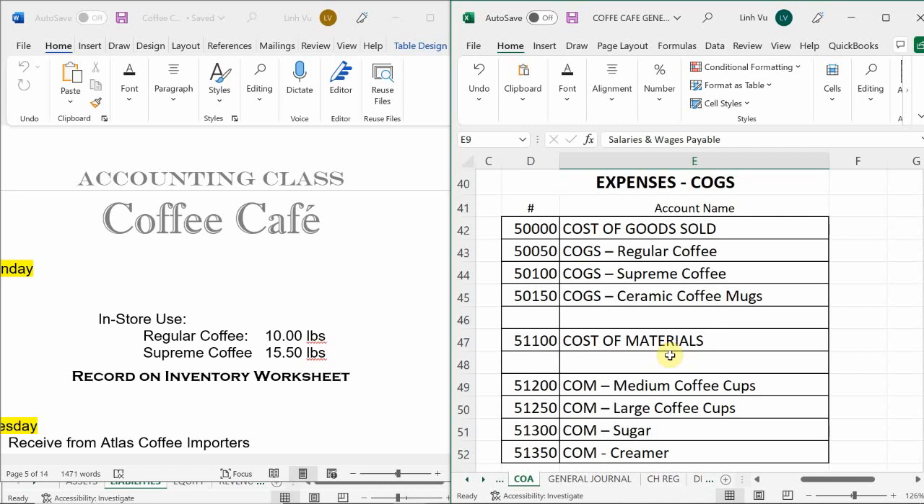I'm asking right now, what account am I going to use to represent the usage of my regular coffee and Supreme coffee? Wouldn't it be sales? I already sold it. I need to know how much it cost me. So wouldn't it just be cost of goods sold? Right. But my question is, which account am I going to use to represent the cost of goods sold? Cost of goods sold is correct.